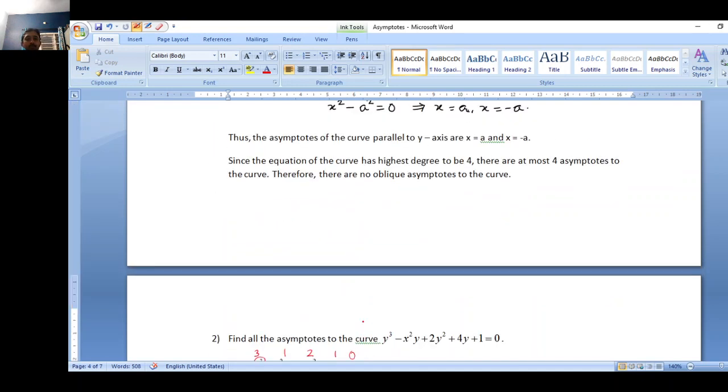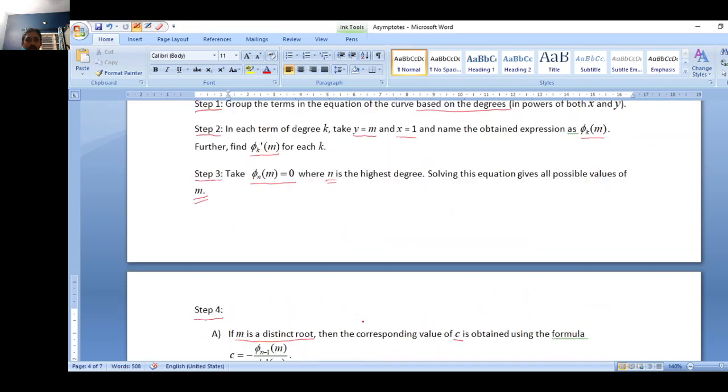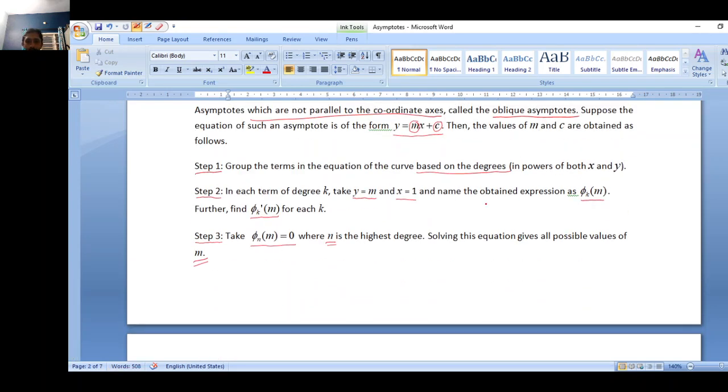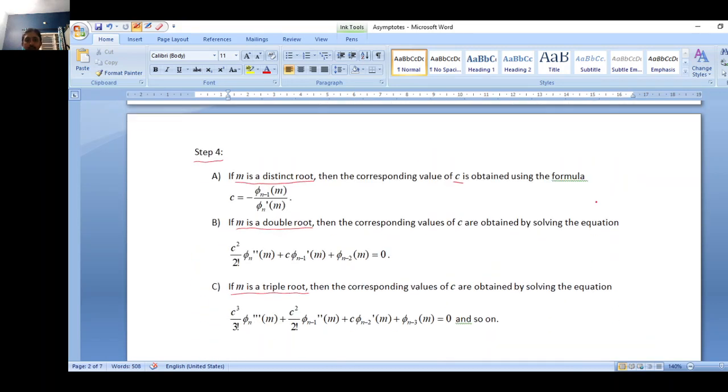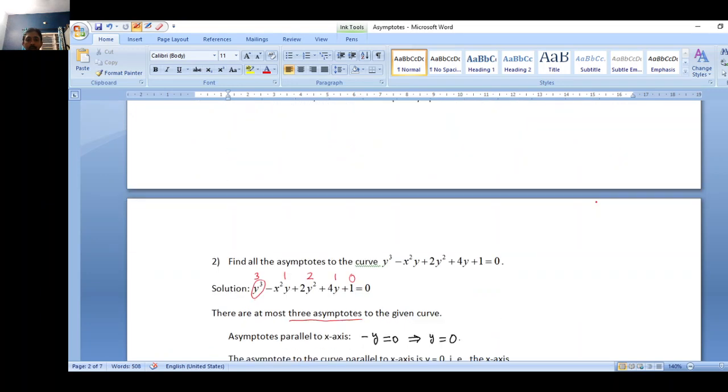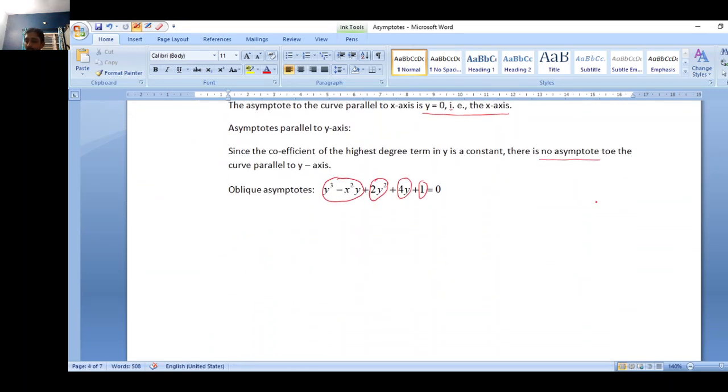So we have grouped these terms based on the degrees. After this, when we go for step 2, what we are supposed to do is find out something called phi k of m's. How do we find phi k of m's? In each term of degree k, take y equals m and x equals 1 and name the obtained expression as phi k of m. Accordingly, now we will start with the constant term. So we have phi naught of m. Now how do we obtain this?